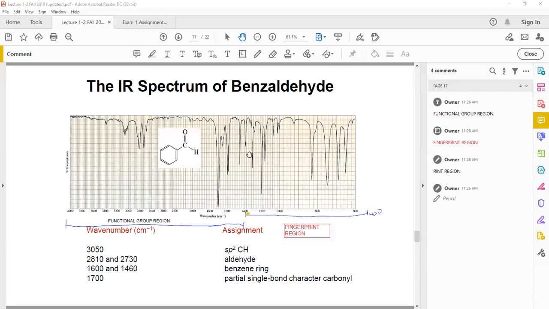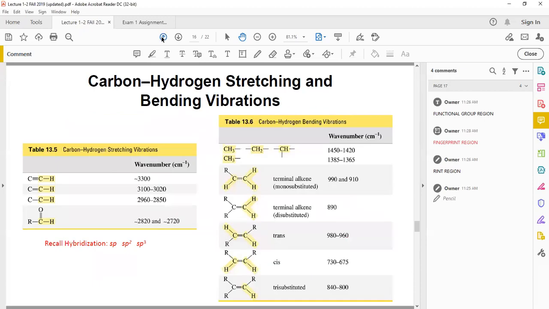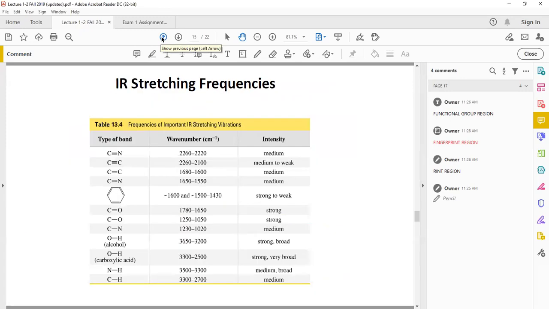So basically the appendix has everything, but it's up to you, depending on the exercise. You can use the appendix, or you can use the tables, or you can use the information that we have previously for the lab. Some tables, this one, the 13.4, is for stretching. Stretching, if you see the wavelength is more than 1,000, okay?